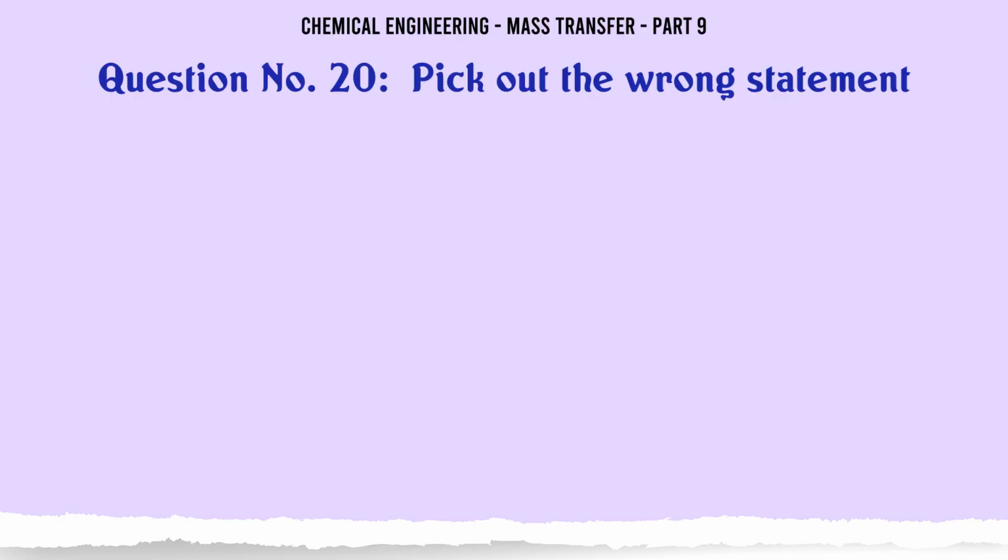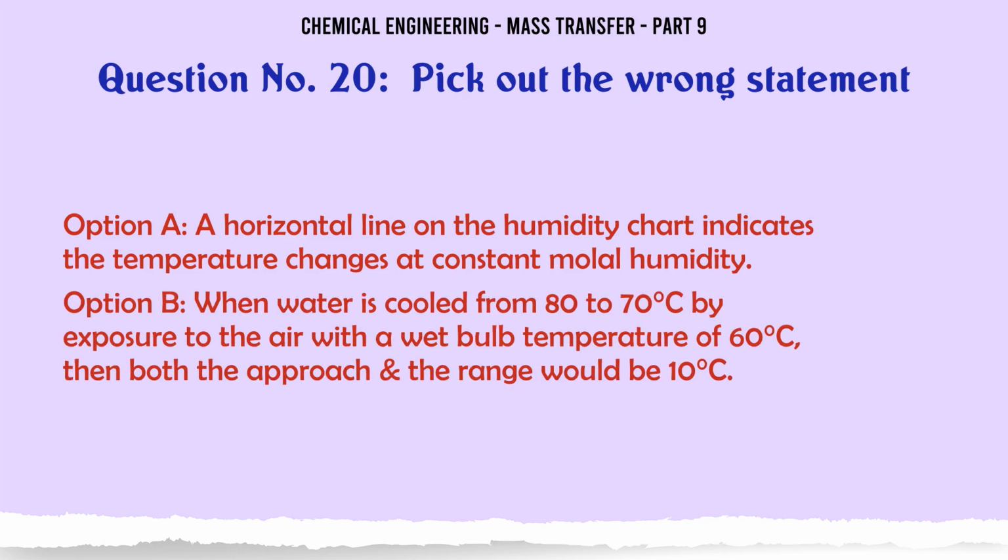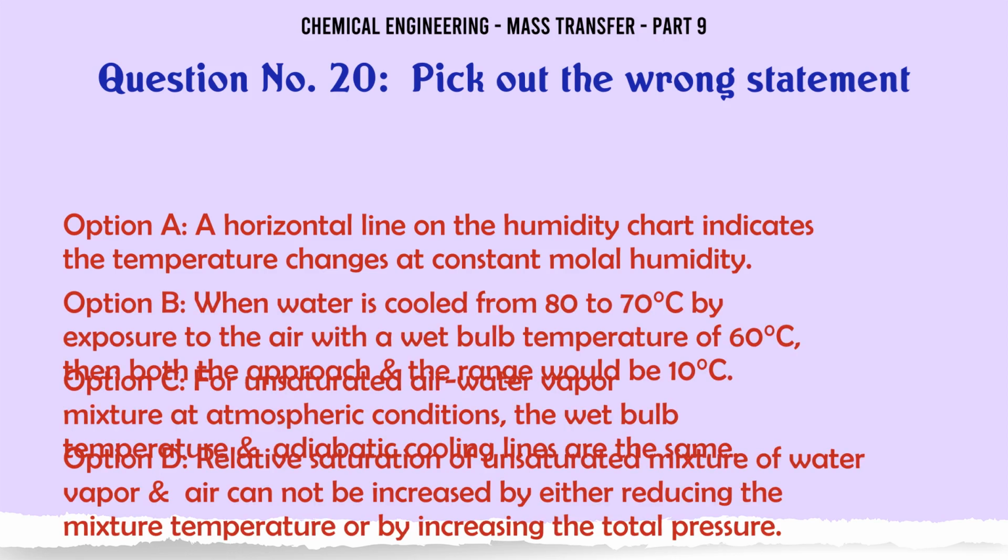Pick out the wrong statement. A. A horizontal line on the humidity chart indicates the temperature changes at constant molar humidity. B. When water is cooled from 80 to 70 C by exposure to the air with a wet bulb temperature of 60 C, then both the approach and the range would be 10 C. C. For unsaturated air-water vapor mixture at atmospheric conditions, the wet bulb temperature and adiabatic cooling lines are the same. D. Relative saturation of unsaturated mixture of water vapor air cannot be increased by either reducing the mixture temperature or by increasing the total pressure.